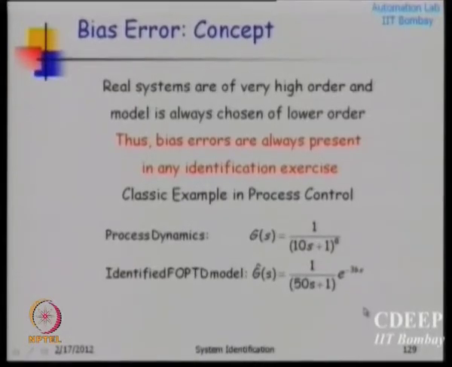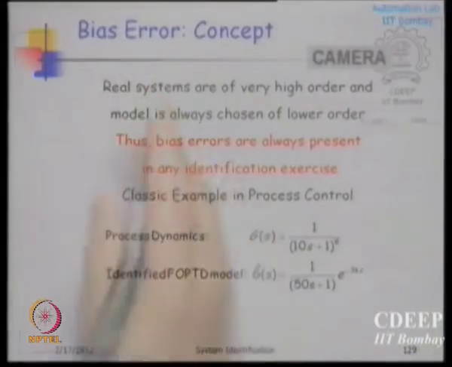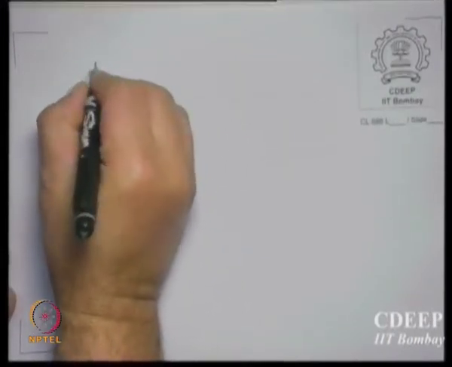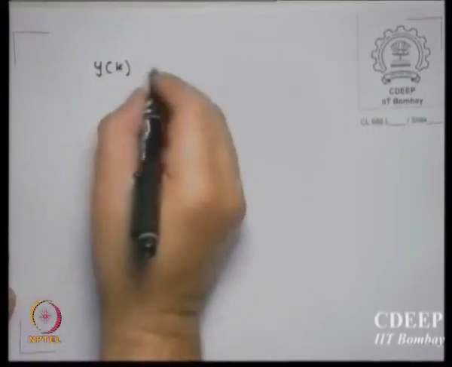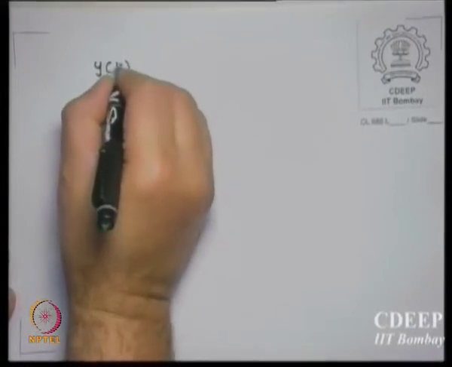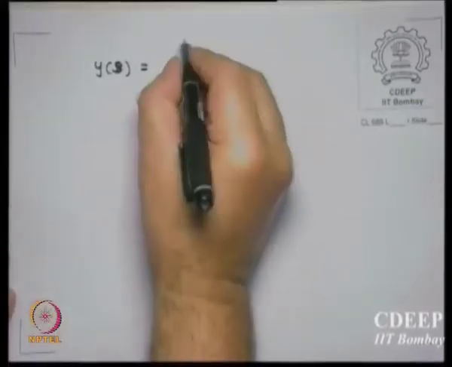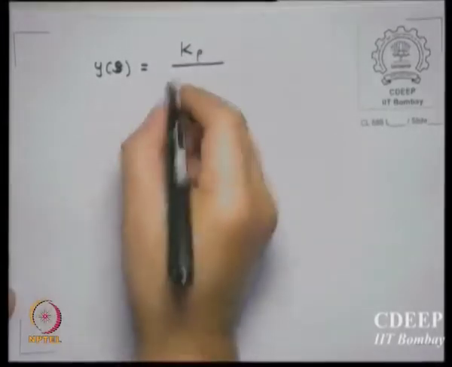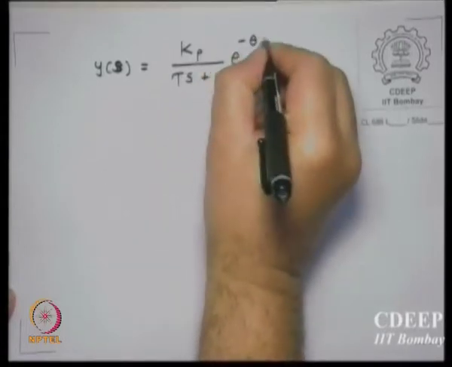Okay, this model form, if I go back and show you here, there are two model forms which are very, very often used in chemical process control. One is, I'll write it in terms of Laplace domain. You can convert it into time domain or into discrete time. In Laplace domain, this model is Kp divided by tau s plus 1, e to the power minus theta s.